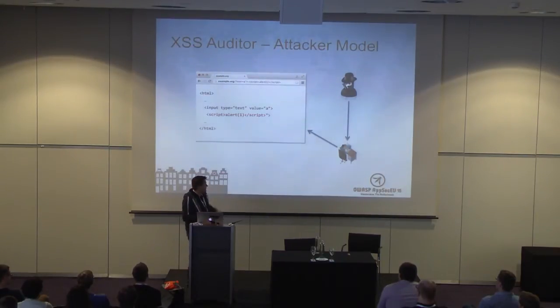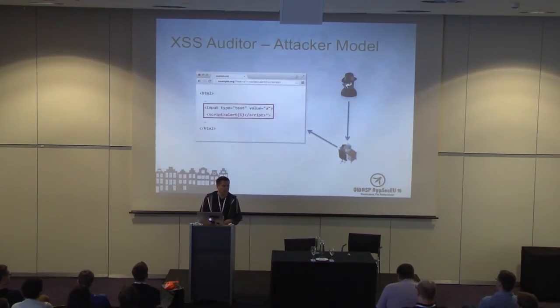In this attacker model, we have an attacker, and the attacker wants to craft an attack. So he crafts a URL which contains markup, HTML, or JavaScript, and the attacker sends this URL to the user. The user clicks on the link and opens it in his browser. In the reflected case, the payload that the attacker inserted into the page somehow shows up in the HTML code of the page. You can see it here, we have a script tag. So this payload executes, and here it's an alert box. And this is exactly the situation the auditor is looking for.